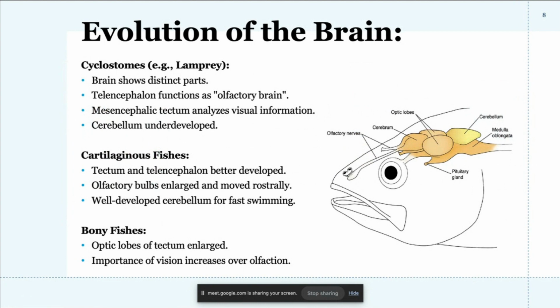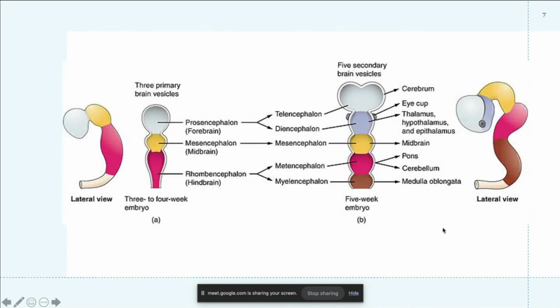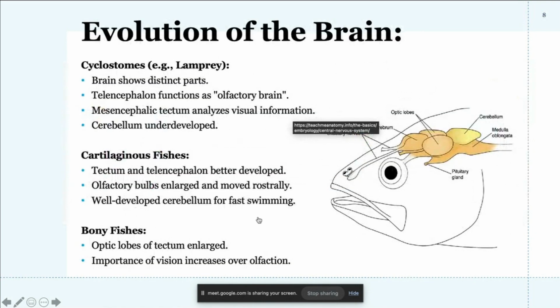Now, the evolution of the brain. So cyclostomes, which are the agnatha or the jawless fish, for example, lamprey, they have distinct parts within their brain. So their telencephalon, which comes from the forebrain, is going to become the olfactory brain, meaning that it's going to be the area which helps with some level of sense of smell.